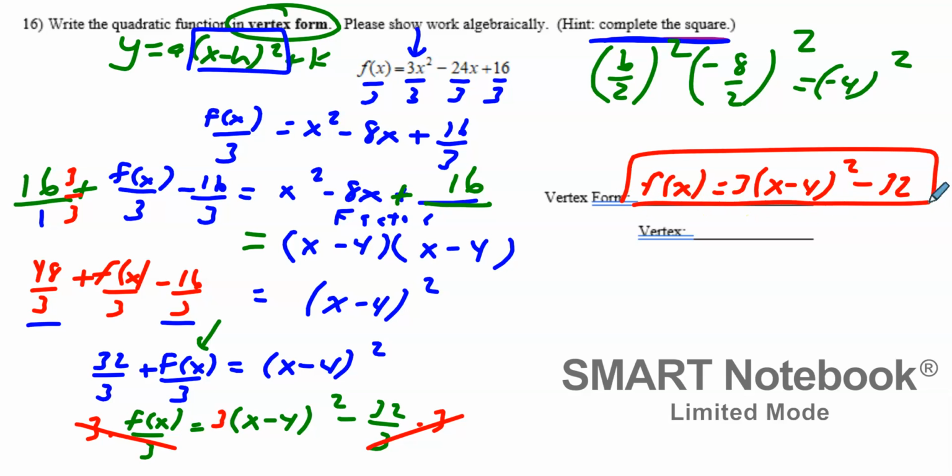So if I did ask you to graph it, you'd start at the vertex 4, negative 32, and then make it look like a parabola. The vertex would be 4, negative 32, because you need to think about what this is doing. This parabola is going to the right 4, and it's going down 32. So it's positive 4 because you're moving to the right, because it's the opposite of what you think in there.